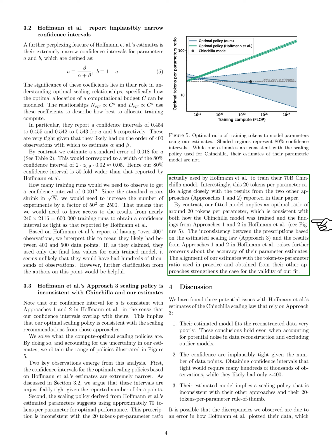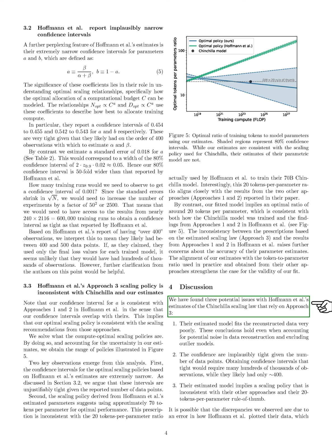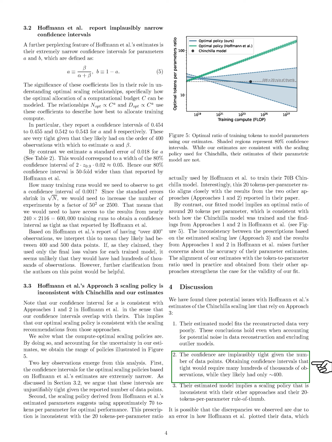We identified 3 issues with Hoffmann et al.'s estimates: poor model fit to the data, implausibly tight confidence intervals given the data points, and an inconsistent scaling policy compared to their other approaches. These discrepancies warrant further investigation.